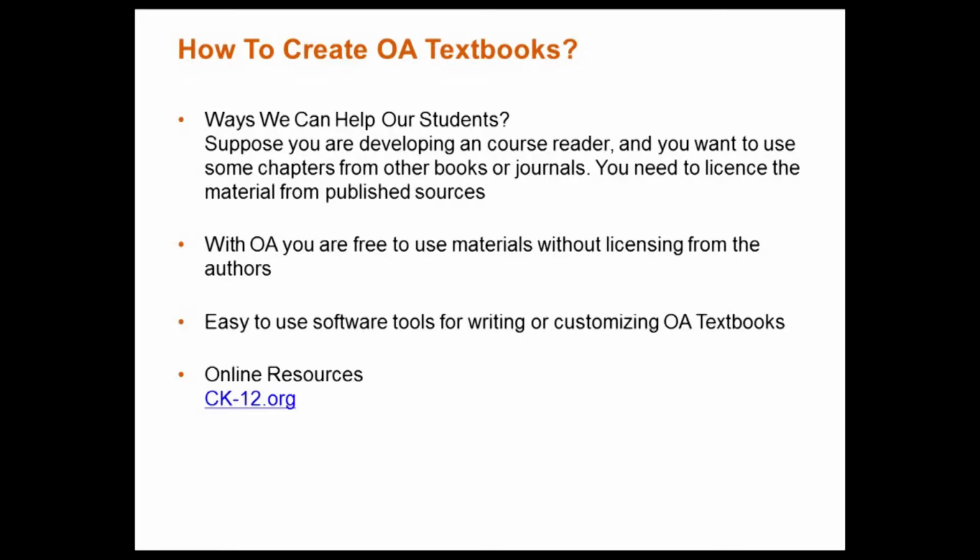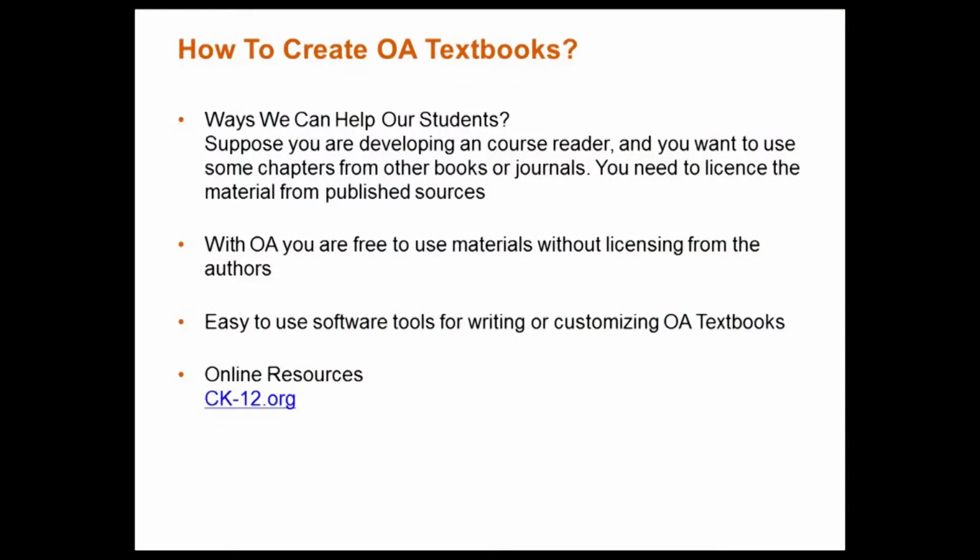And how do you go about creating open access textbooks? Suppose you want to download a course reader and you want to use some chapters from other books or journals, you need to license the material from published sources. At the university, when lecturers want to put together a course reader, we have to go through DALRO to license the material. So whenever you take a chapter from a journal or from a book, we have to license through DALRO to do that. With open access textbooks, we can skip that step because we don't have to worry about copyright. Okay?